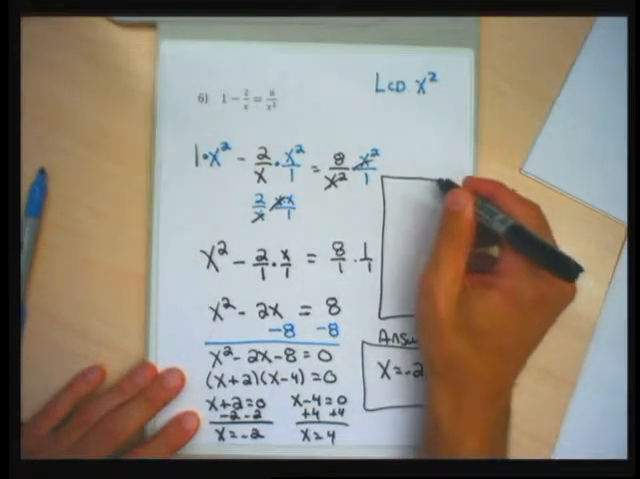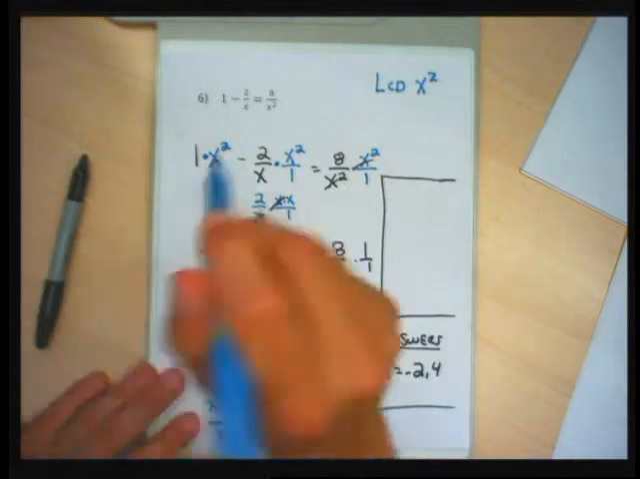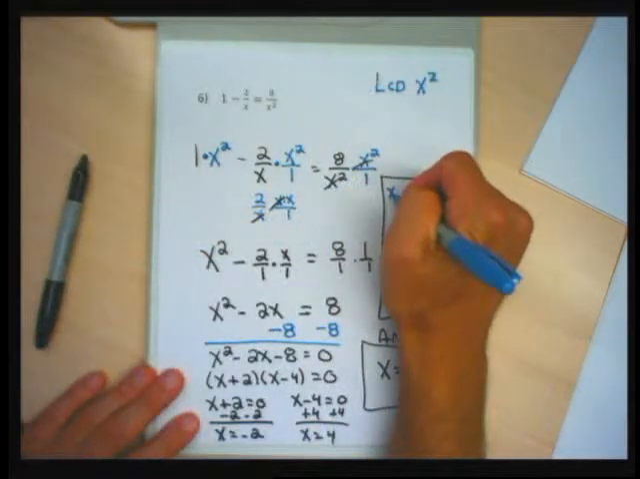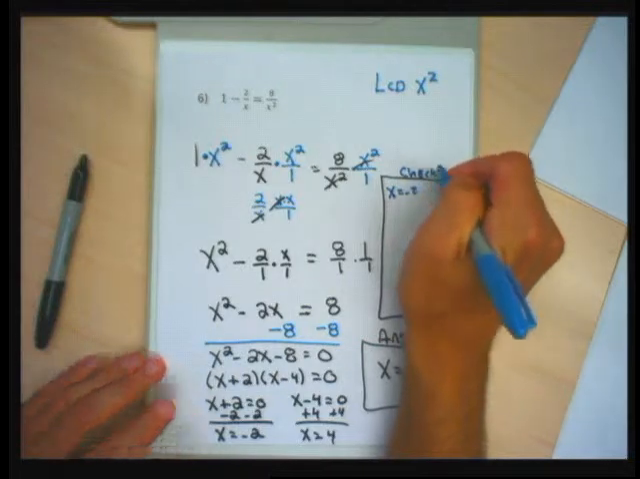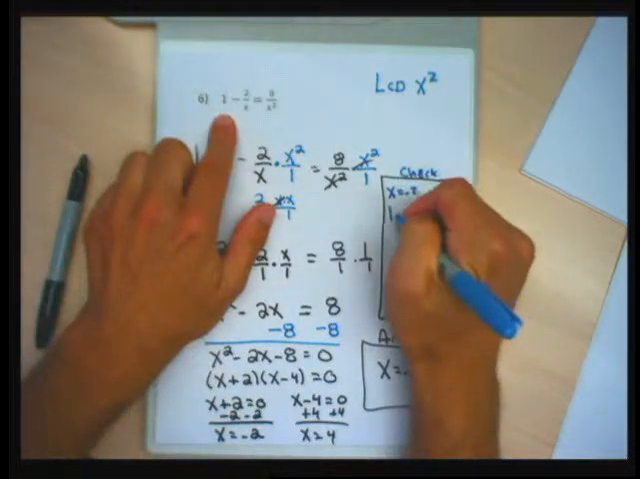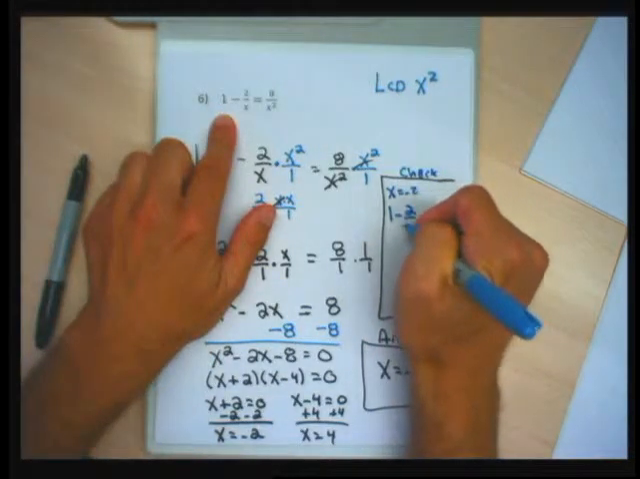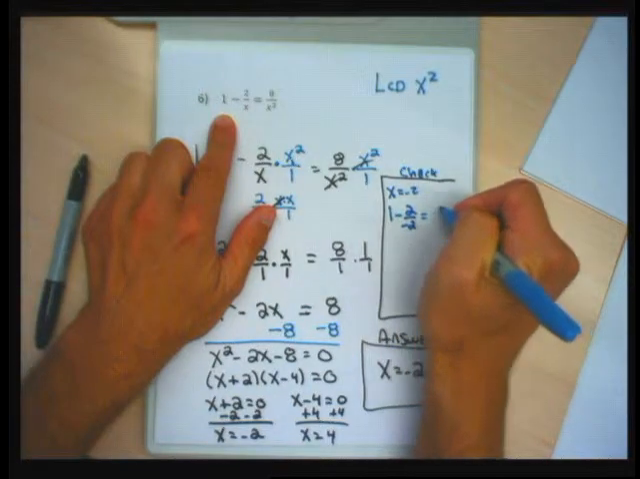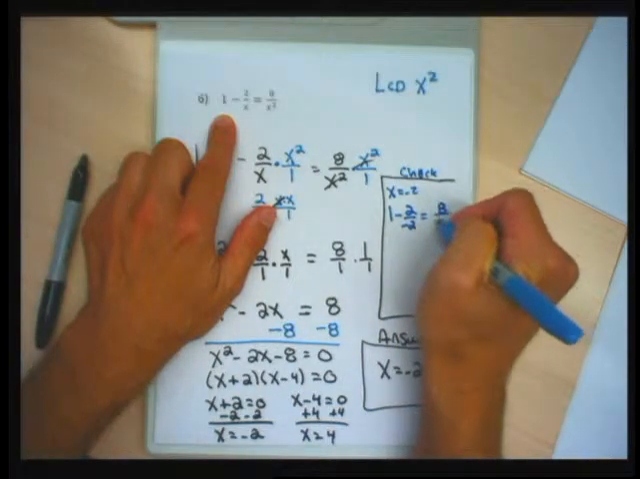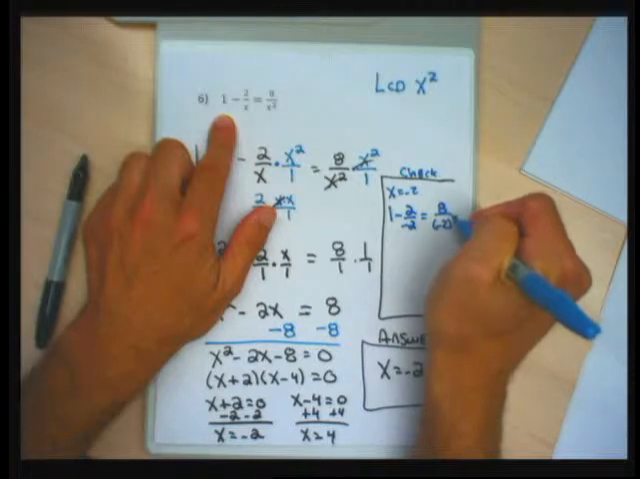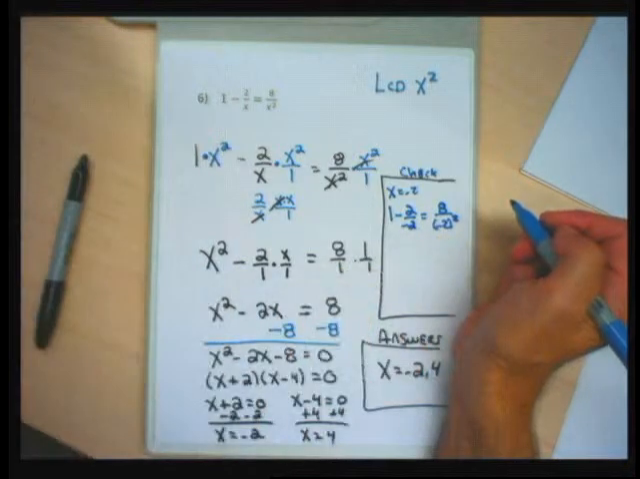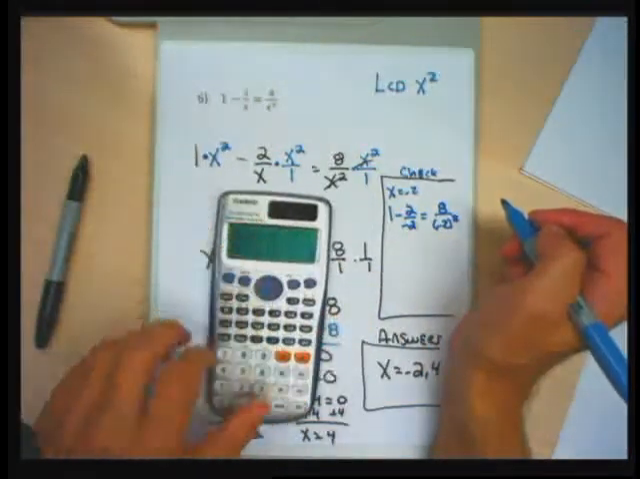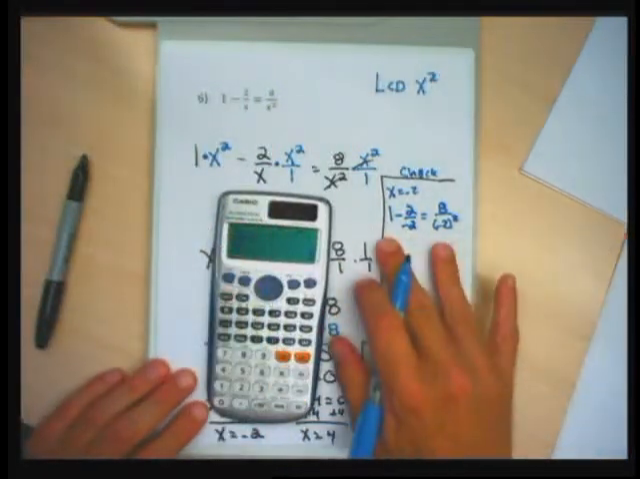And the checking's more involved because there's x's on each side. If I want to check the x equal to negative 2, I need to go 1 minus 2 over negative 2 and see if that equals 8 over negative 2 squared. The negative 2 on the right-hand side absolutely is going to need to be in a parentheses. If I don't put it in a parentheses, my calculator won't do it right. So let me check the first one by doing both sides.